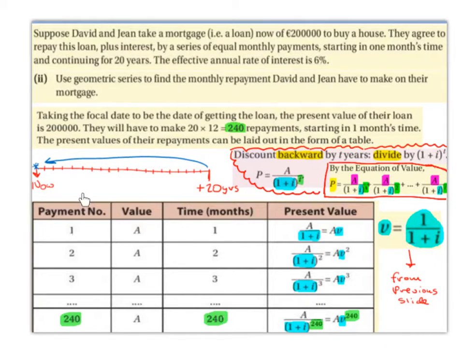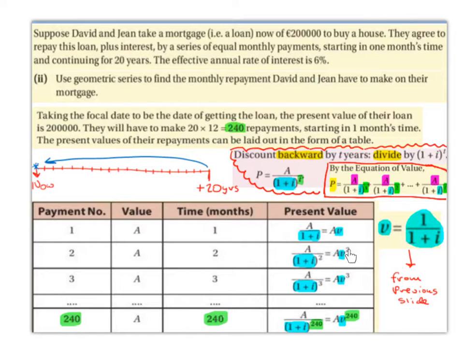So our first column is the payment number. First payment, second payment, third payment, down as far as the 240th payment. The second column is the value. The value is always going to be A. The third column is time in months. 1, 2, 3, down as far as 240. So there's been 240 months or 240 repayments. And the fourth column is the present value.